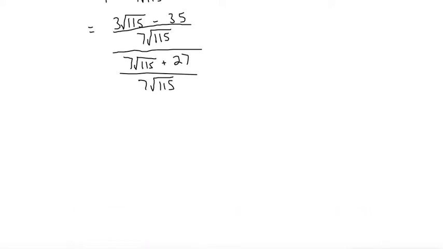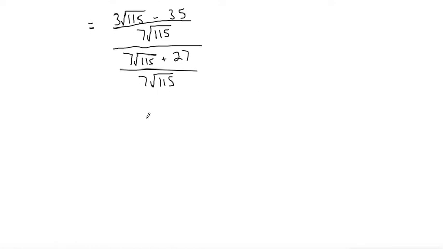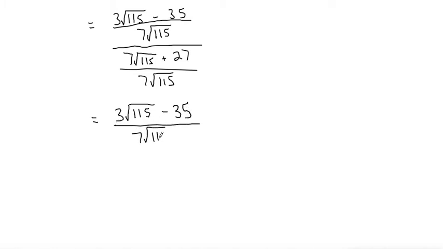Now that we have that, we can use our algebra rule that says to flip the bottom fraction and multiply. So let's write this as 3 root 15 minus 63, over 7 root 15, and we're going to multiply that by the reciprocal of the denominator, 7 root 15 over 7 root 15 plus 27.